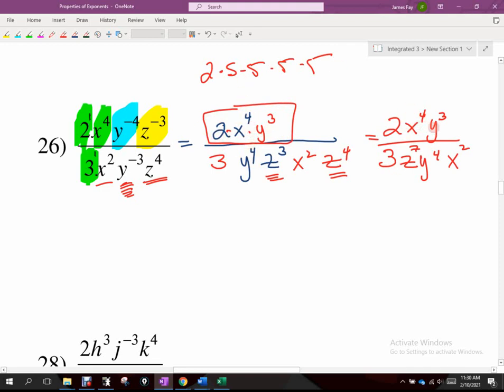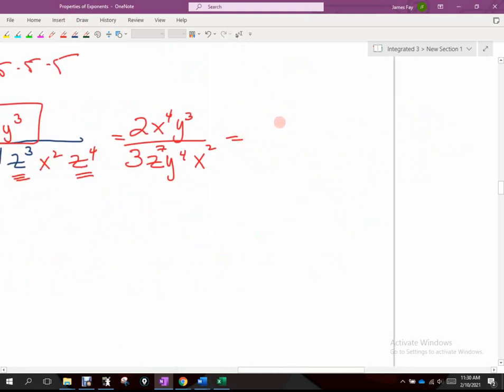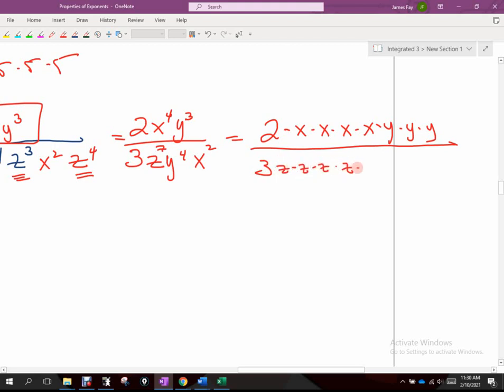So if I look at the X's up here, think about what this really says. And this is where, if you get stuck, if you can remember what exponents really mean, it means 2 times X times X times X times X. That's what X to the 4th is, right? Times Y times Y times Y. That's Y to the 3rd. Over 3, Z times Z times Z times Z times Z times Z times Z. That's 7 Z's. Times Y times Y times Y times Y. That's 4 Y's, right?